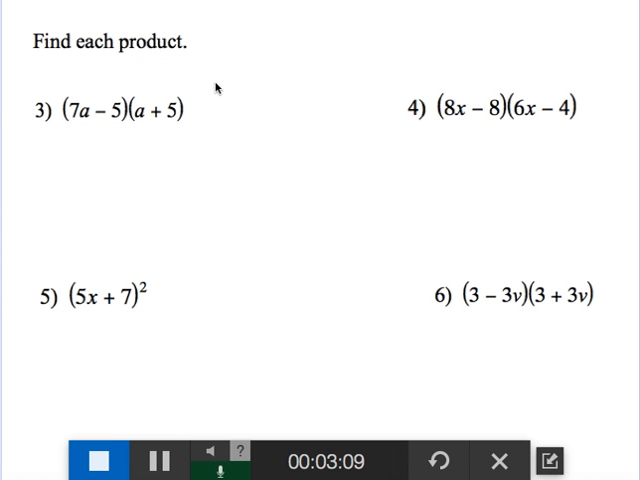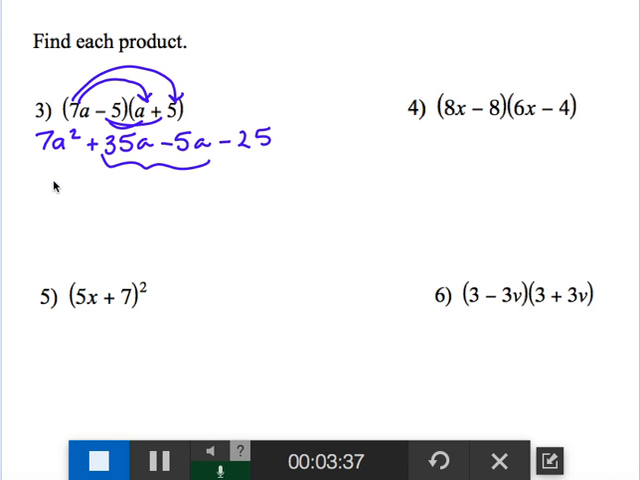Right, finding products. We've actually done this before. We've done this a lot in the last unit. I just was going to go over some shortcuts that you could use. For finding each product, you have to multiply the first term times the first term. So that's 7a squared. Then the first term times the last term, and that's going to be 35a. And then the middle term, negative 5 times a is negative 5a. And negative 5 times 5 is negative 25. Put your like terms together, and that gives you 7a squared plus 30a minus 25. And that will be your final answer.